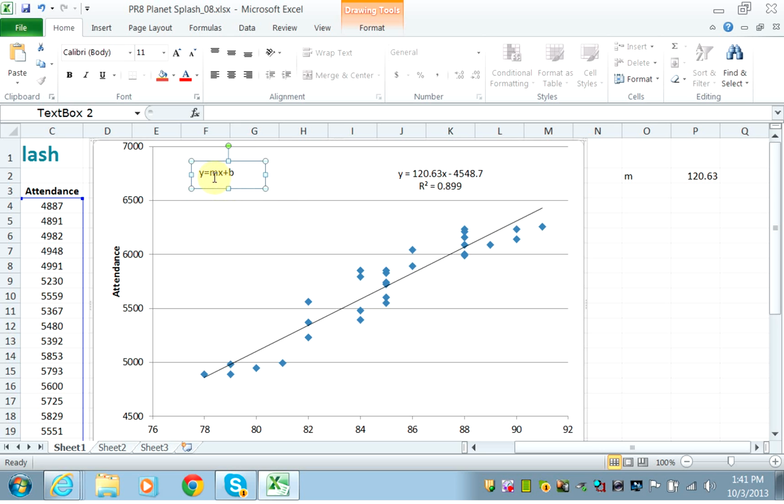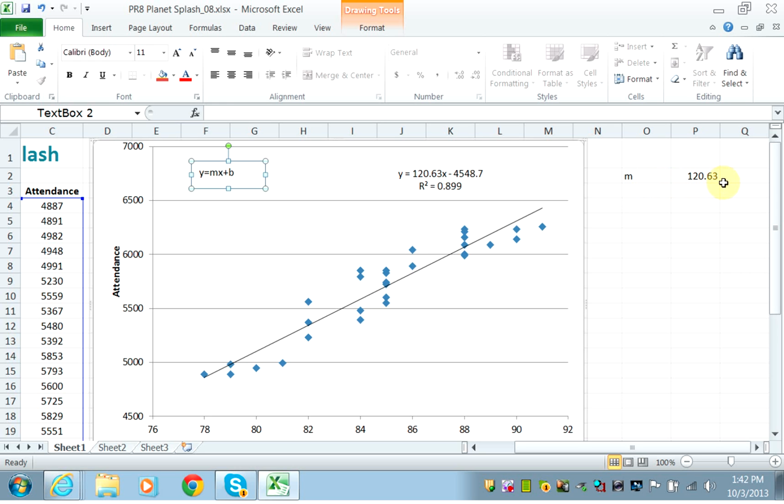m is the slope of that line, which will tell you how much change in x will bring about a change in y. Or with one unit change of x, what will be the change in y? So that's m. b is what we call the y-intercept. The y-intercept is the value of y at x equal to 0. So if the temperature is equal to 0, what should be the attendance? Right now here it is negative 4,548.7. Of course, no one will attend at temperature 0.